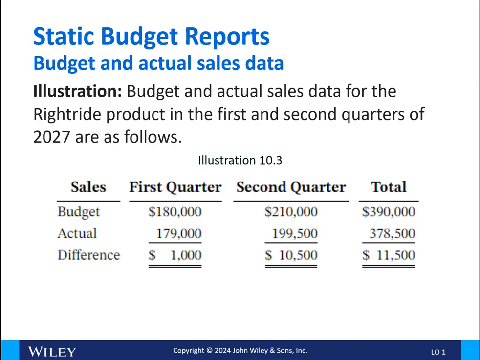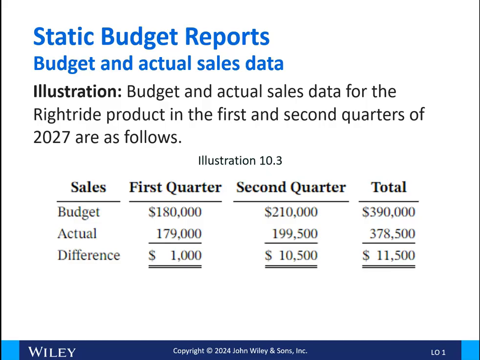So Right Ride, a continuation of what we saw last chapter. Budget and actual sales data for the Right Ride product in the first and second quarters of 2027 are as follows. So we have first quarter budgeted sales and actual sales with the difference. Same for the second quarter, and then the total, or the year-to-date amount.